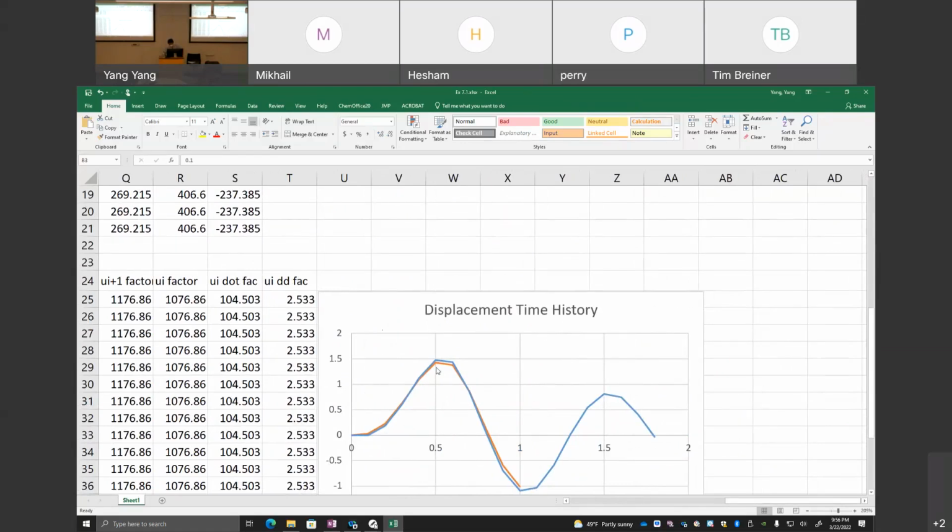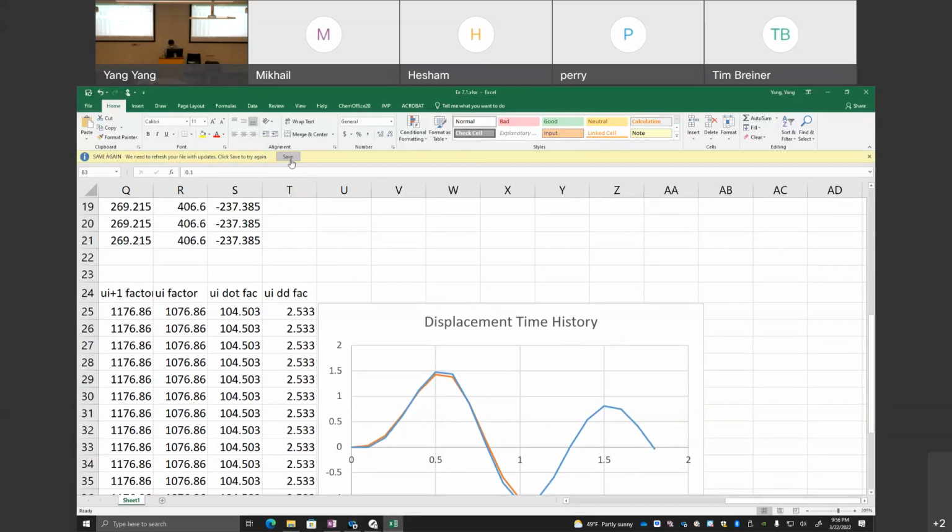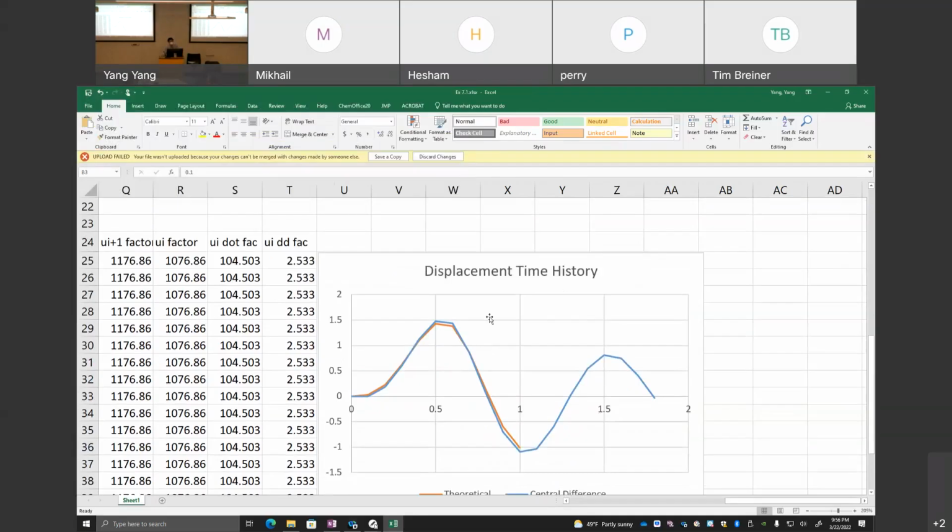As you can see here, there are some small errors, but if you use a smaller delta t, I would expect to see smaller errors. So please try and do this. I'm going to assign this as homework. I'll ask you to select different time steps to compare the results.